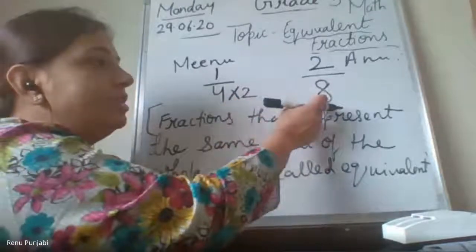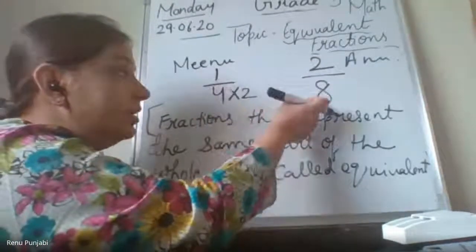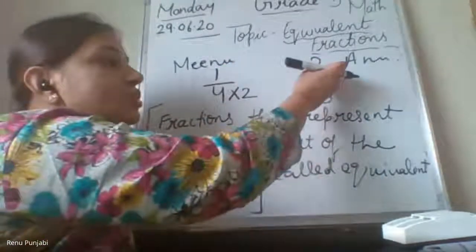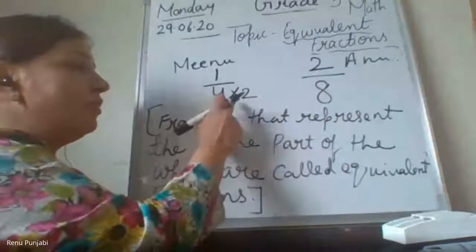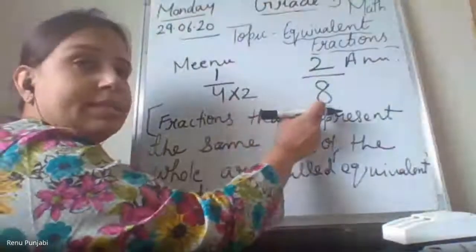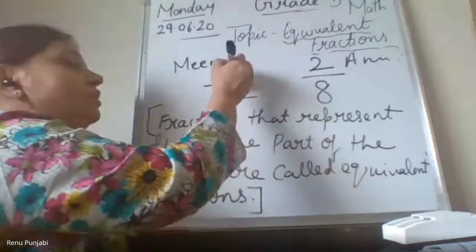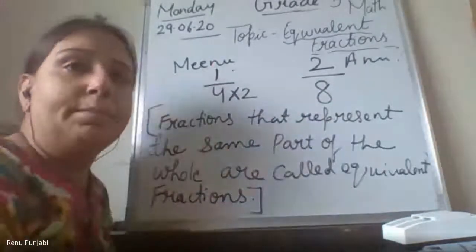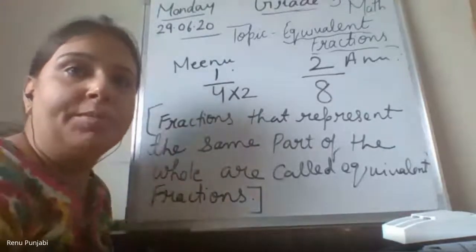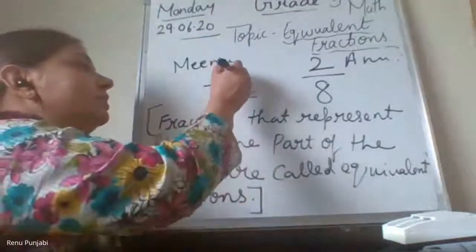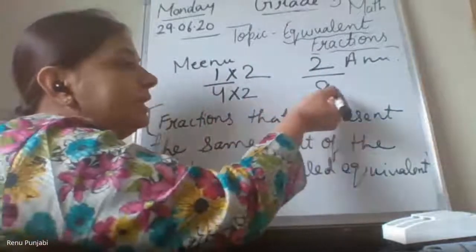So here we will check how these two fractions are equal. Here is 1 upon 4, here is 2 upon 8. So we have to make the denominator the same. So 4 multiplied by 2 is 8. So we have to multiply the numerator and the denominator with the same number. 1 into 2 is 2. 4 into 2 is 8.